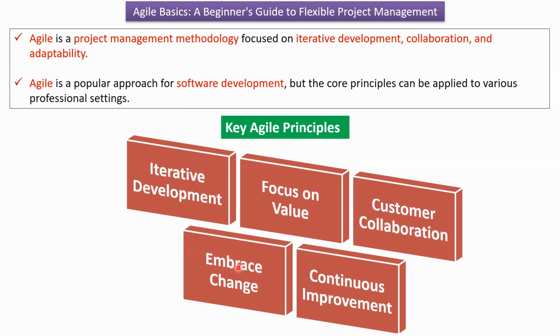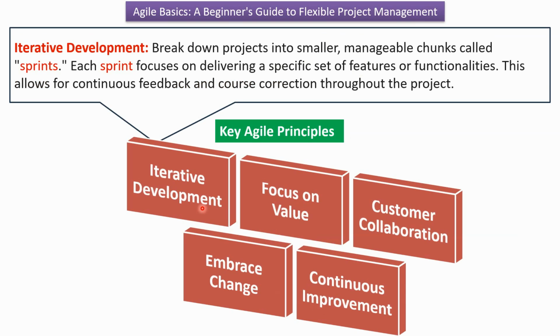Here you can see the key Agile principles: iterative development, focus on value, customer collaboration, embrace change and continuous improvement. What is iterative development? Break down projects into smaller manageable chunks called sprints, and each sprint focuses on delivering a specific set of features or functionalities. This allows for continuous feedback and course correction throughout the project.